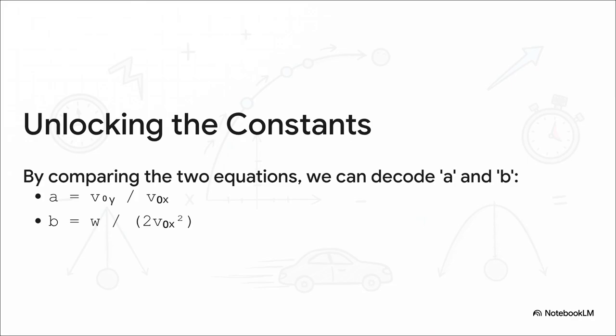So what does this tell us? It means the constants a and b from the problem aren't just random letters. They're actually shorthand for real physical quantities. By just matching up the terms, we can see that a is really all about the initial velocity components, and b is tied to the acceleration and that initial horizontal velocity. We've totally cracked the code.